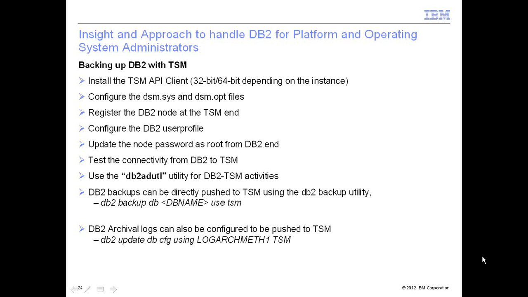You have to configure the DB2 user profile with 3 entries of the path where these libraries reside. Update the node password as root from the DB2 end. And you will have to test the connectivity from DB2 to TSM. The utility that we use here is the DB2 ADUTL tool. This is used to check what backups are available for the database and what log files are available. It can also be used to retrieve backup images from TSM to the local system. It can also be used to verify a lot of parameters.